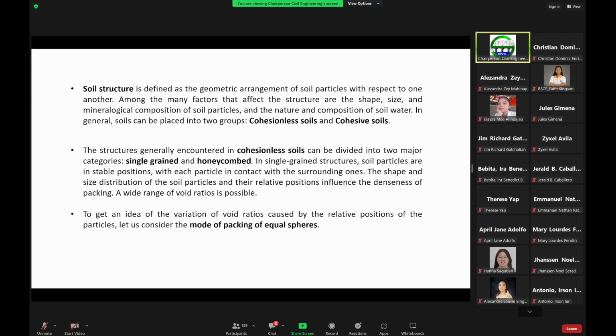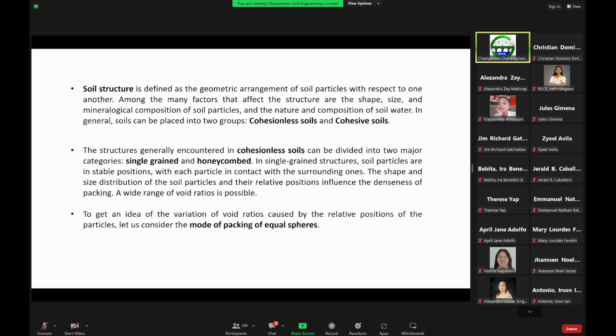Now, in the single grained structures, soil particles are in stable positions with each particle in contact with the surrounding ones. So the shape and the size distribution of the soil particles and their relative positions will influence the denseness of the packing. In this case, a wide range of void ratios is possible.